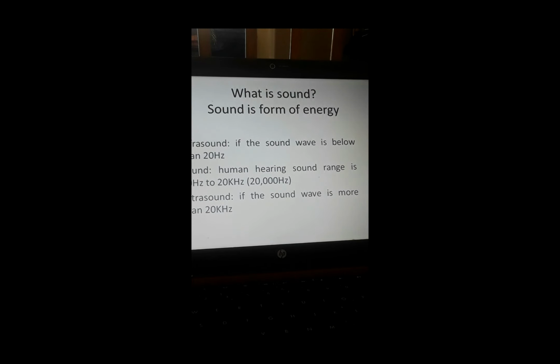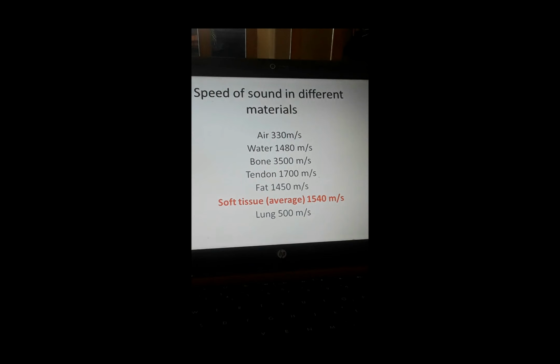The human hearing sound range is 20 Hz to 20 kHz. That means below the human hearing sound range is called infrasound. Above the human hearing sound range is called ultrasound. The sound wave of more than 20 kHz is called ultrasound.